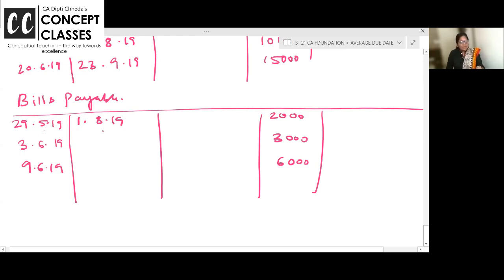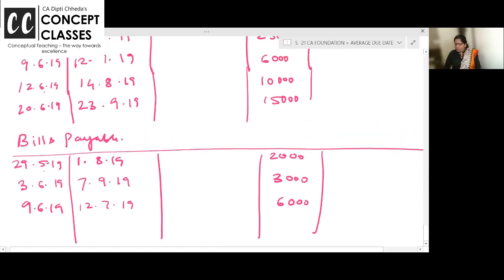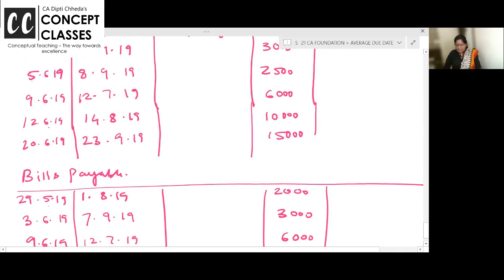Now 3rd June, 3 months. So 6th, and 3 months means 6, 9, 19. 9th June, 1 month: 12th July 19. I think 6th September is also a holiday, no, given to you. Yes, 6th September was declared as a sudden holiday. Read the problem. So what will you take as the date? 7th of September. Does anyone have any doubt in the calculation of the due dates?